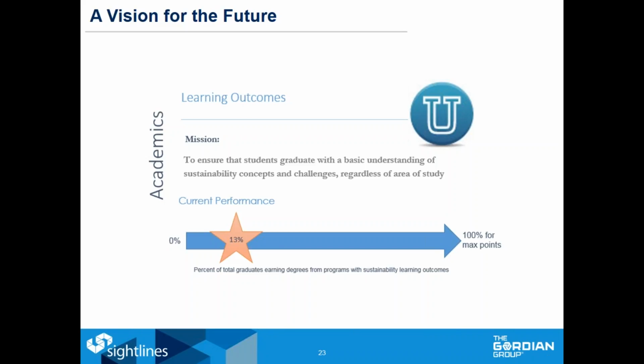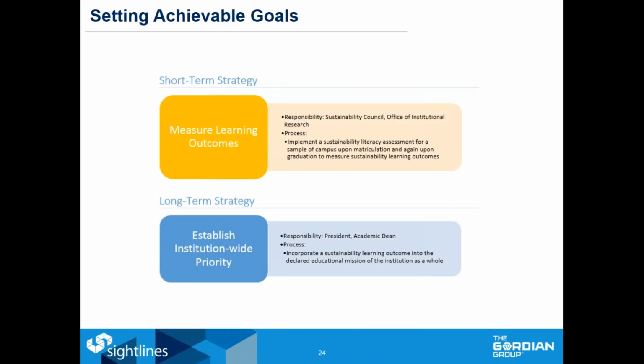They use STARS to measure how they're doing now, and they found that 13% of their graduates are earning degrees from programs with sustainability learning outcomes. But they want to do better. They want to get to 100% of their graduates being educated in sustainability at some point during their education. So we help them create both short-term and long-term strategies. The short-term are what they want to accomplish within the next 3 years before their next STARS reporting cycle. And the long-term strategies are areas where they're in the planning phase during those 3 years, and then they plan to implement after the next cycle.